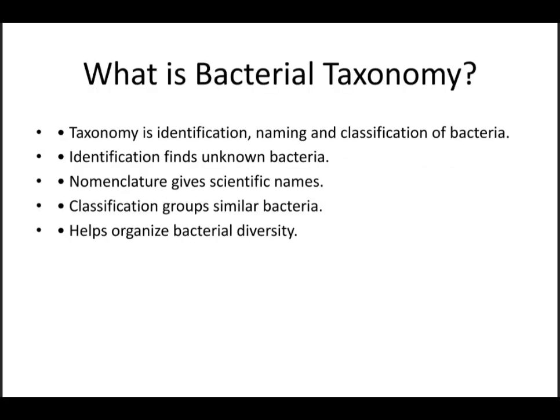Let's understand the meaning of taxonomy. Taxonomy has three parts. The first is identification. It means finding out which bacterium we are studying. The second is nomenclature, which means giving the bacterium a scientific name. Scientific names are used all over the world so scientists from different countries can understand each other. And the third is classification. This means placing bacteria into groups based on similar characteristics.